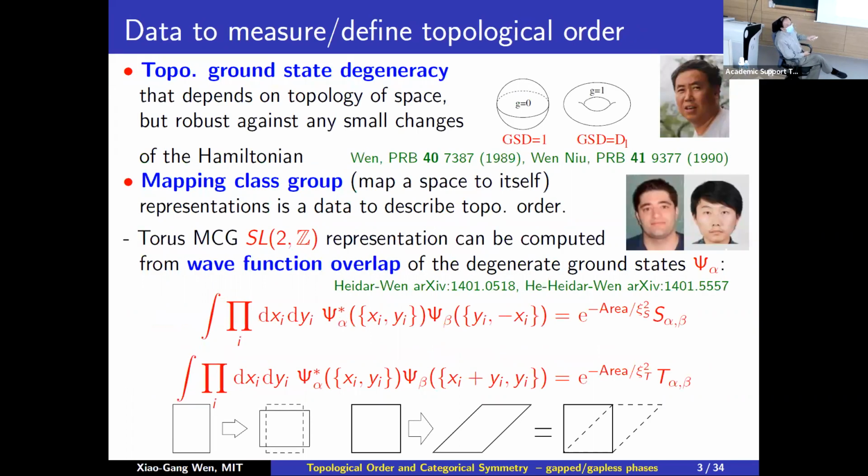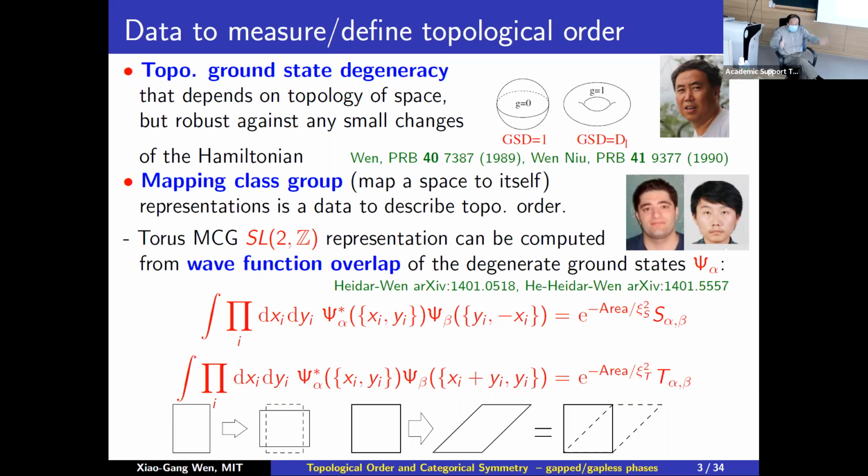So certainly we need a topological order described by the ST matrix. And here, just actually a review: the ST matrix can be computed from the wave function overlap. On the torus, you have a degenerate wave function. The S matrix is a wave function, the degenerate wave function labeled by alpha. And then we can do a 90-degree rotation and consider the wave function overlap.